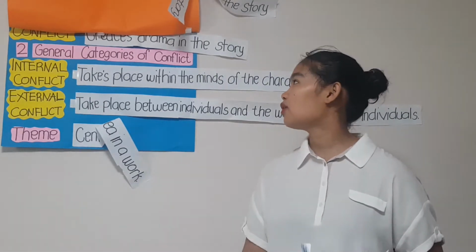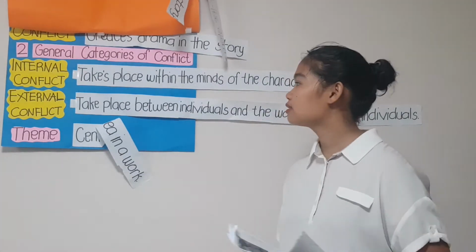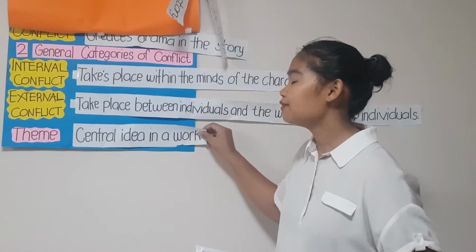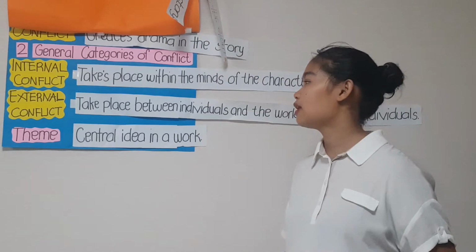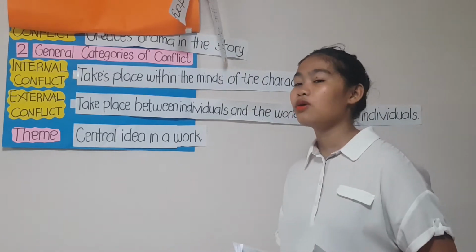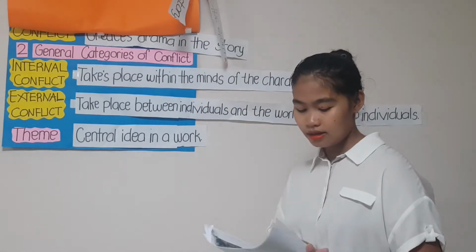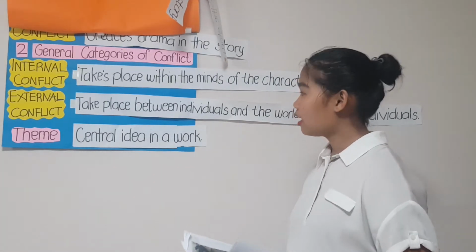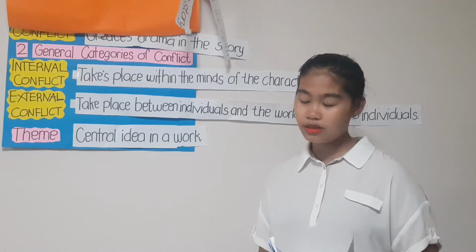So we have the two general categories of conflict. We have the internal conflict and external conflict. And what is the internal conflict? Okay, Rina, please read the internal conflict. Okay, very good. The internal conflict takes place within the minds of the characters. The internal conflict involves a psychological struggle that takes place within the characters.